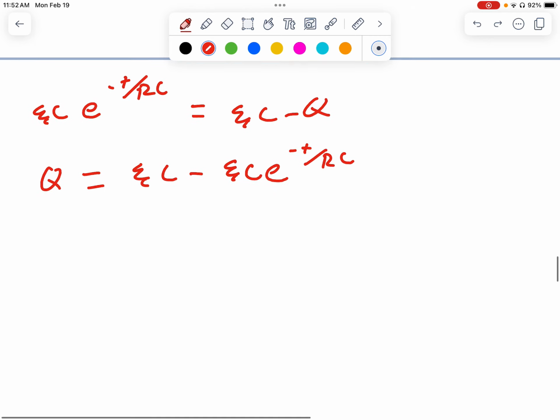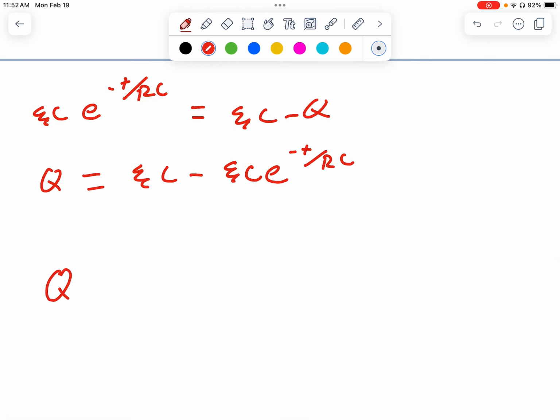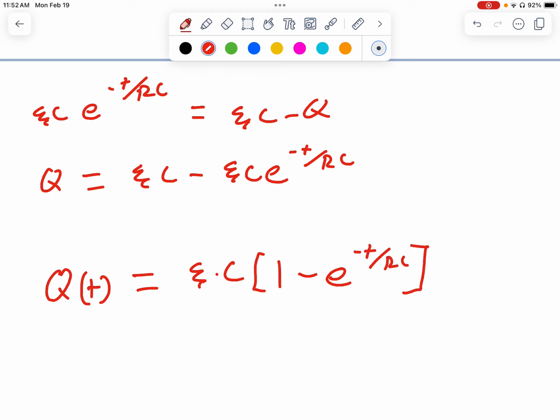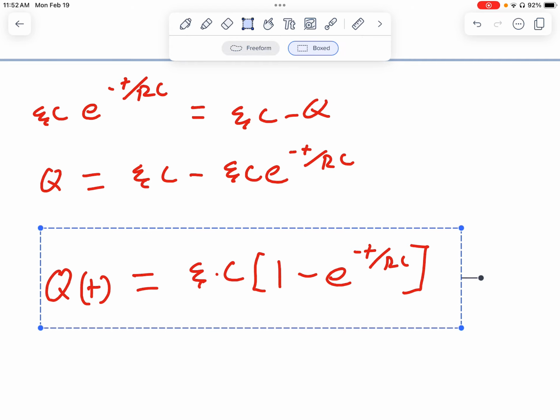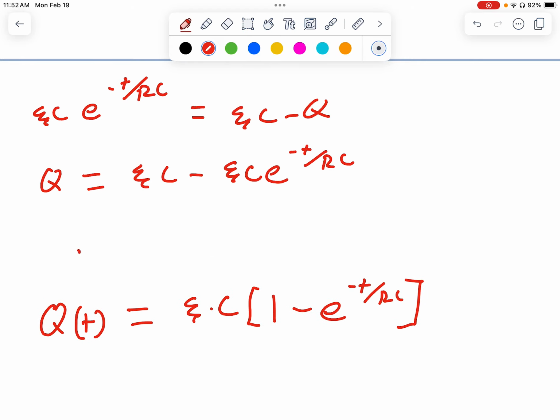Because we have this epsilon c here for both, I'm just going to factor it out. What we're looking at now is a charge function that varies with respect to time, so q of t instead of q. Either way, it really doesn't matter, it's just that you'll see it written like that. So we have epsilon c, the EMF times, quantity 1 minus e to the negative t over rc. And this would be for charging a capacitor.